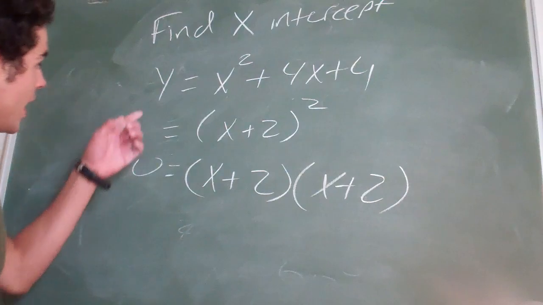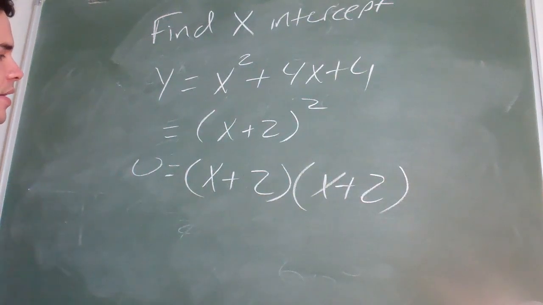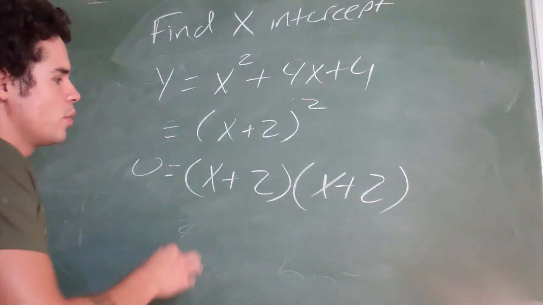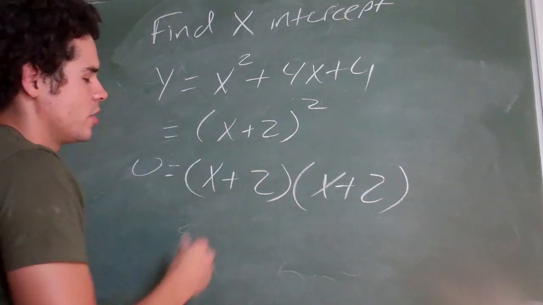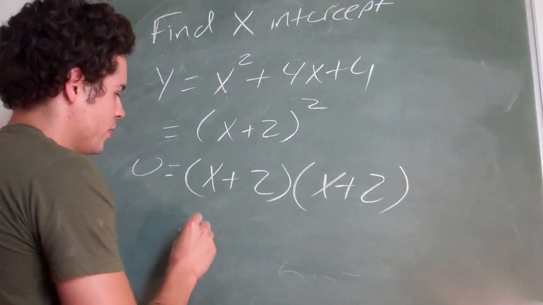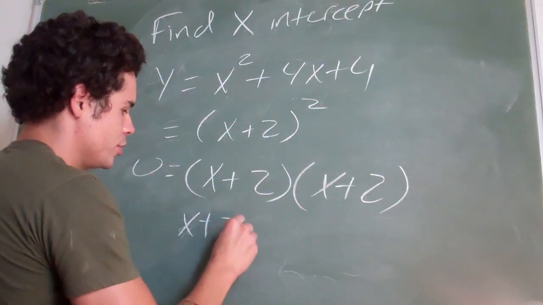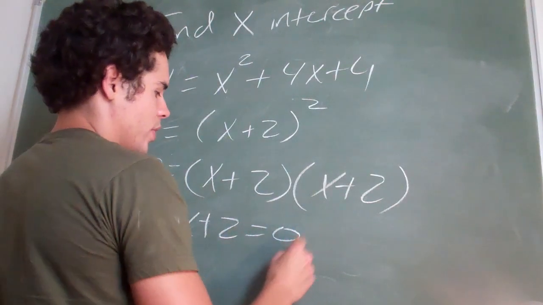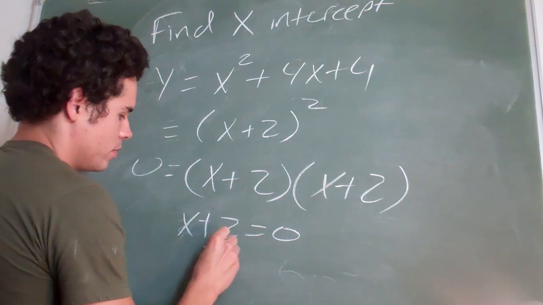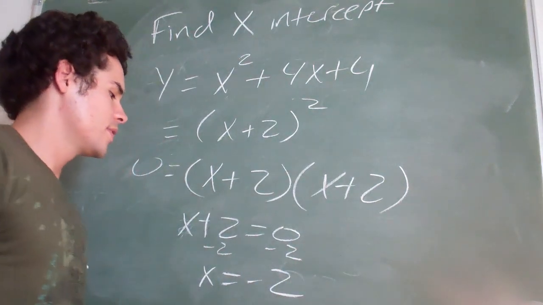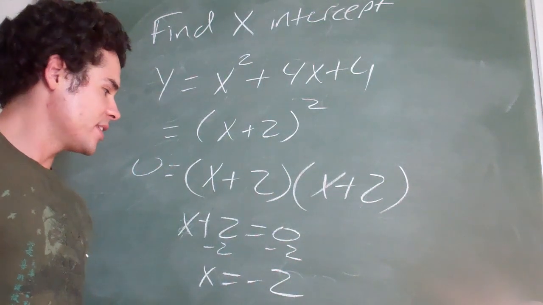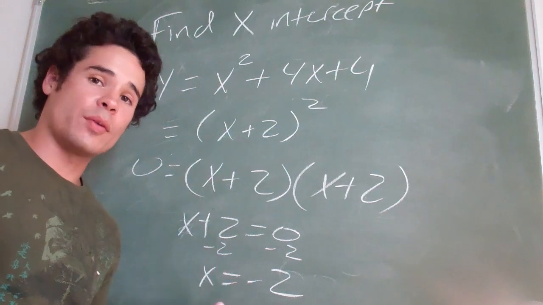In this case, we're just setting y equal to 0, the same thing as we did before. We'll find out we actually have x plus 2 two times. So if we set x plus 2 equal to 0, then we subtract 2 on both sides, and x is equal to negative 2. So it's the same thing with quadratic equations. You still set y equal to 0.